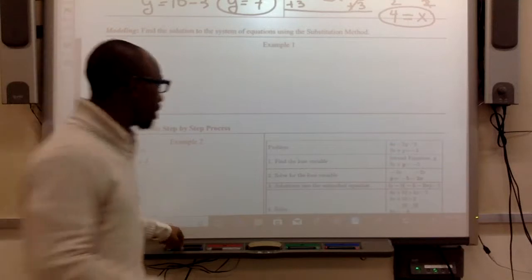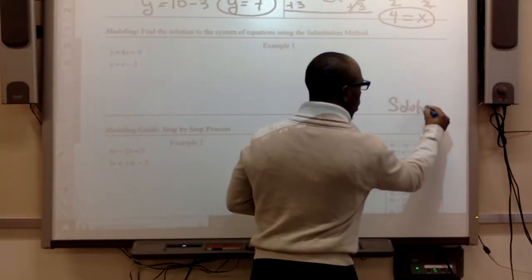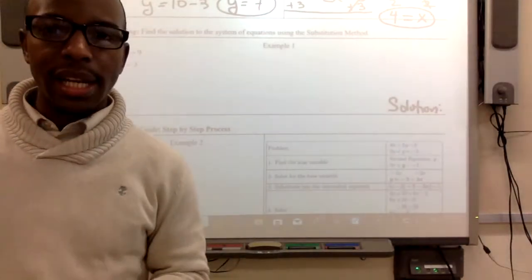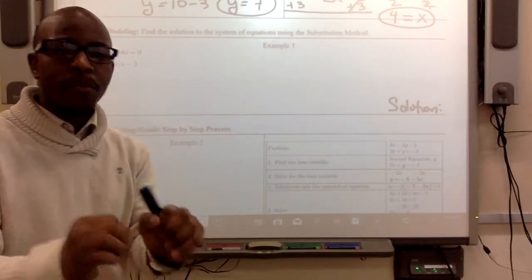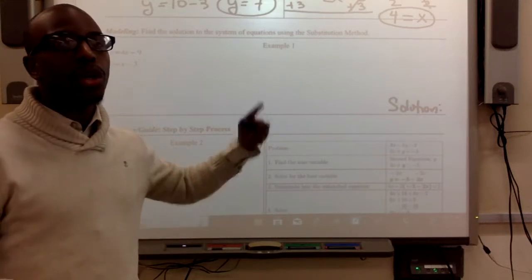Our goal is to still find the solution. That's our goal, our end game, always. Whenever you're given a system, your goal is to find the solution. Now, there are 3 methods. We learned graphing.